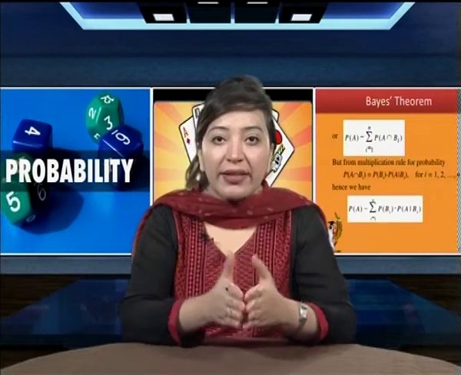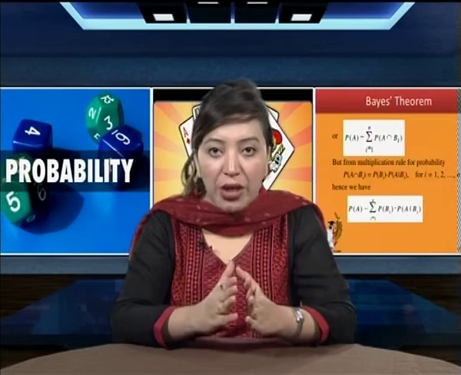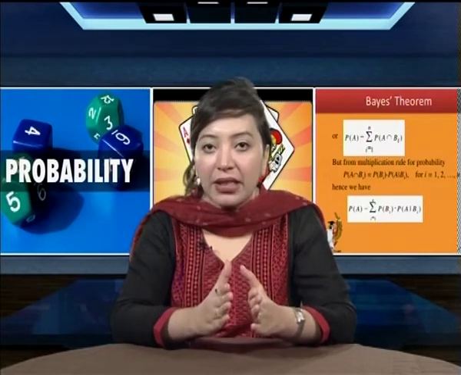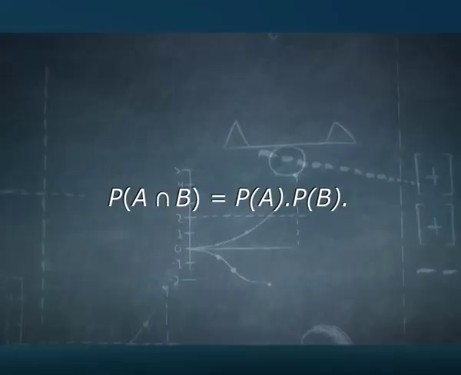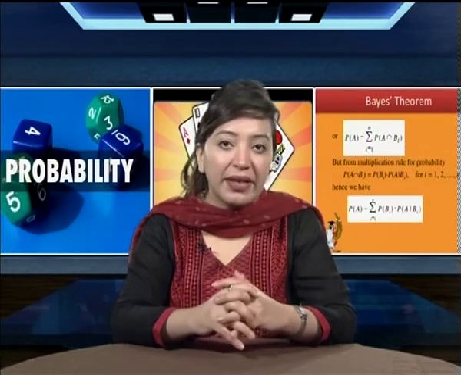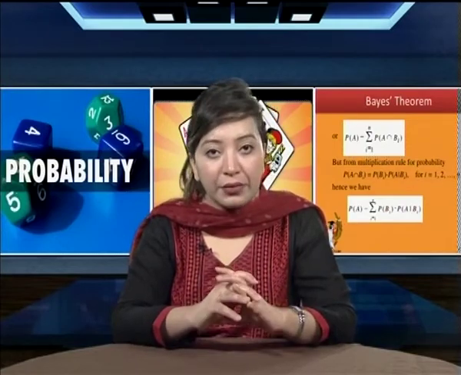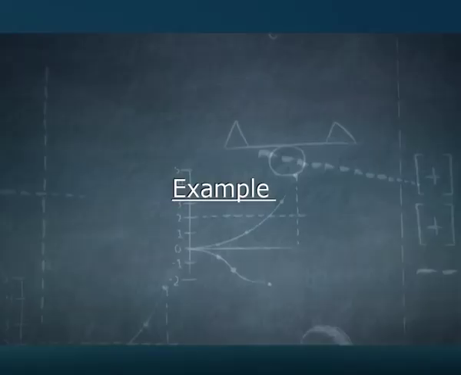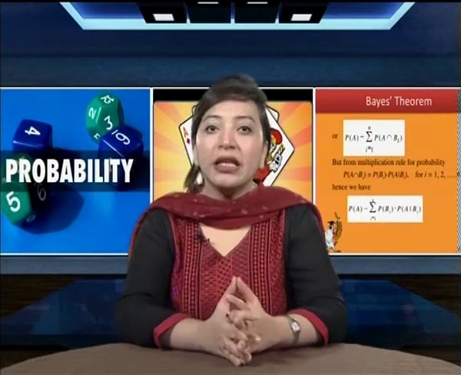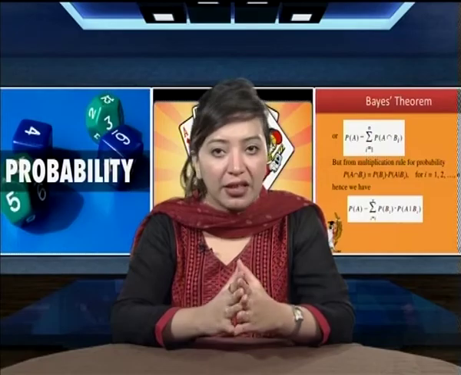Now let's see the next one, that is multiplication theorem for independent events. If two events A and B are independent, then the probability of A intersection B will be equal to probability of A times probability of B. That is, the probability of joint occurrence of two independent events is the product of their respective probabilities. We'll see an example for this. A box of 9 golf gloves contains 2 left-handed and 7 right-handed gloves.